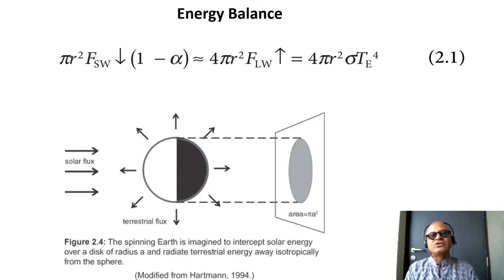sigma T_E to the fourth, where T_E is some effective emission temperature of the Earth. That's the black body radiation, Stefan-Boltzmann law. So we know R, we know the energy coming in, we know sigma, and we can compute T_E. Right? Here we are not saying anything about greenhouse effect. We are just saying Earth is receiving shortwave and emitting longwave.